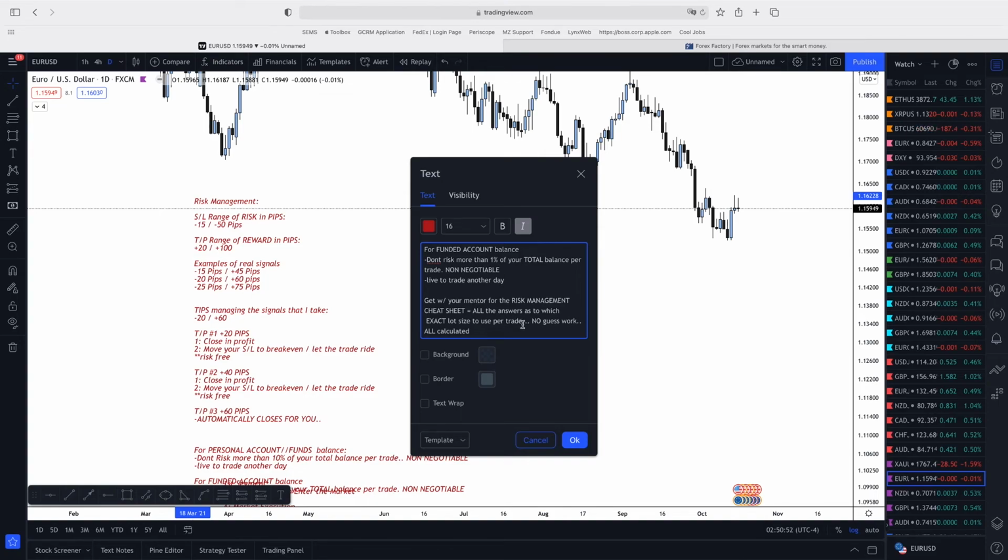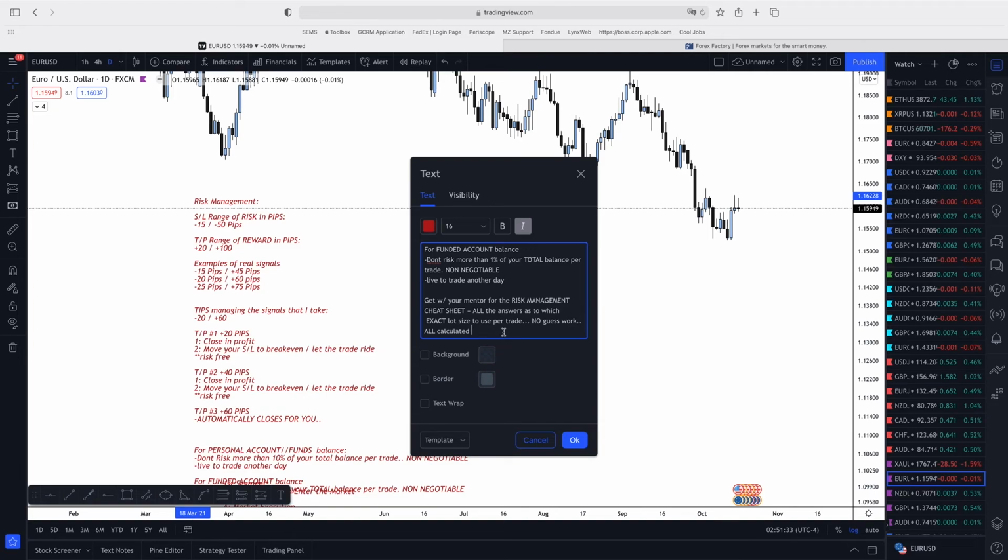Guys, for every account balance, we have a cheat sheet that says this is the lot size if you're trading on this size account. So all the answers as to which exact lot size to use per trade, we give it to you. So there's no guesswork because everything we do in this organization is completely calculated. Get with your mentor and have them send you the risk management cheat sheet because the work has already been done for you, right? The account balance, what lot size to pick.